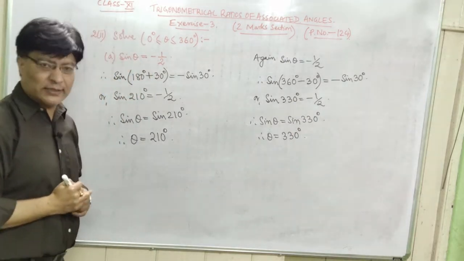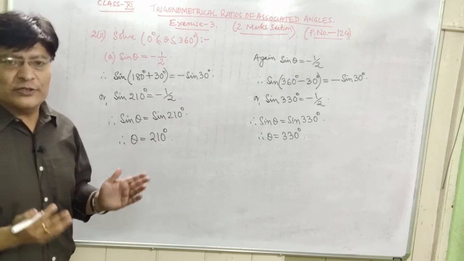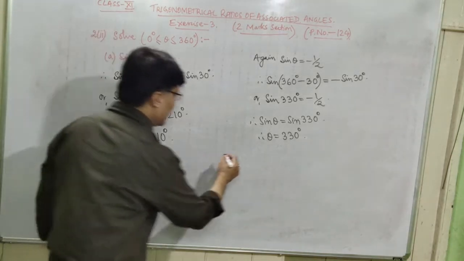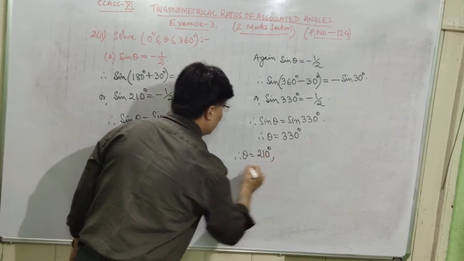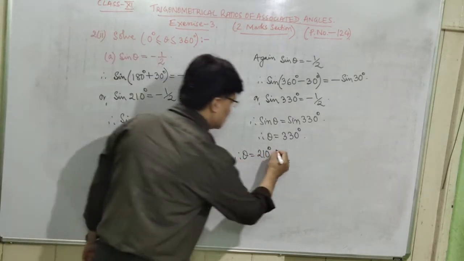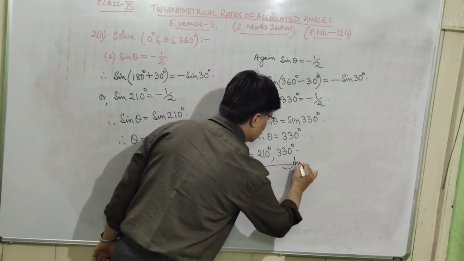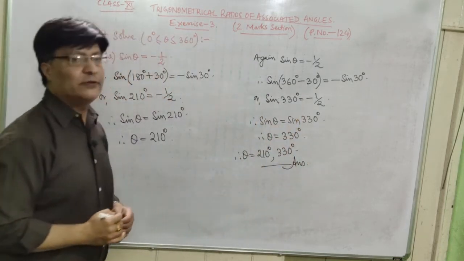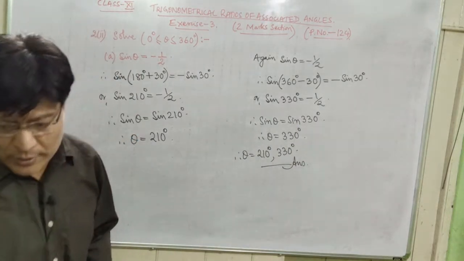So I think you have understood it. So let us write down the answer for theta. So what are the values of theta in this case? Therefore theta is equal to, one is 210 degree, and the other one is 330 degree. So these are the values of theta. I think you have understood it, so you can copy it. Now we'll do the next question.